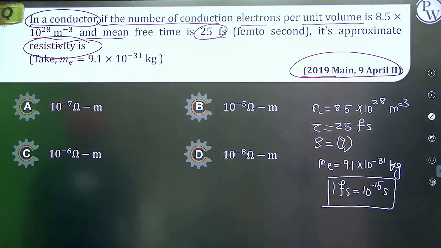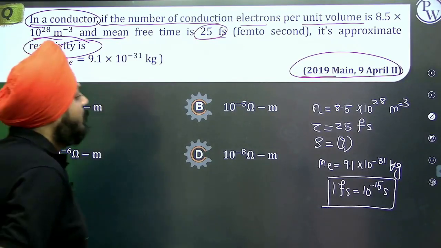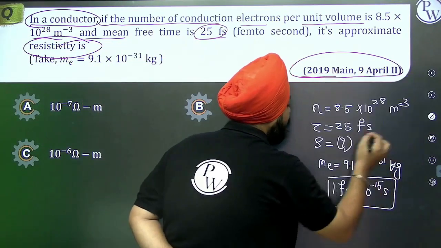We need to calculate the resistivity. Moving aside, you can just calculate it. On the countdown of 5, 4, 3, 2, 1, you might have paused this video and solved it out. Now let's see this.